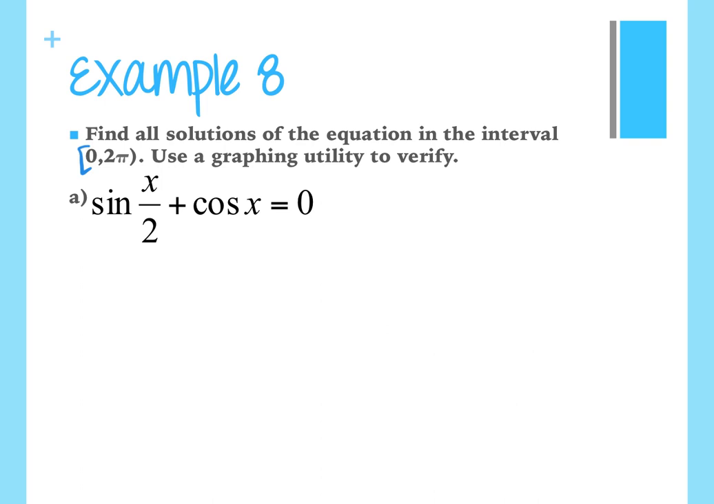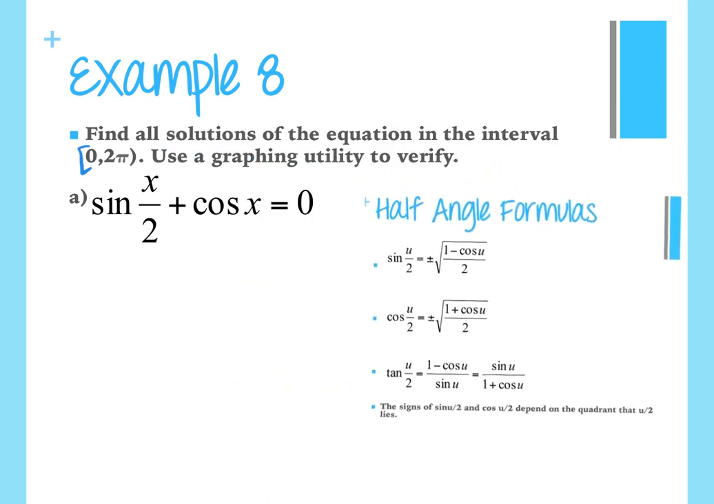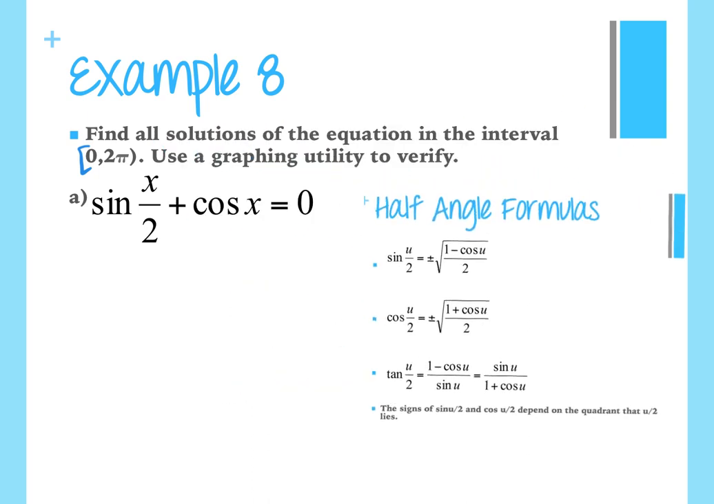So my equation this time has a half angle. That half angle is sine x over 2. So I'm going to replace it with this. So I would get square root of 1 minus cosine x over 2 plus cosine x equals 0. So I've replaced my sine of x over 2 with the square root of 1 minus cosine x over 2.